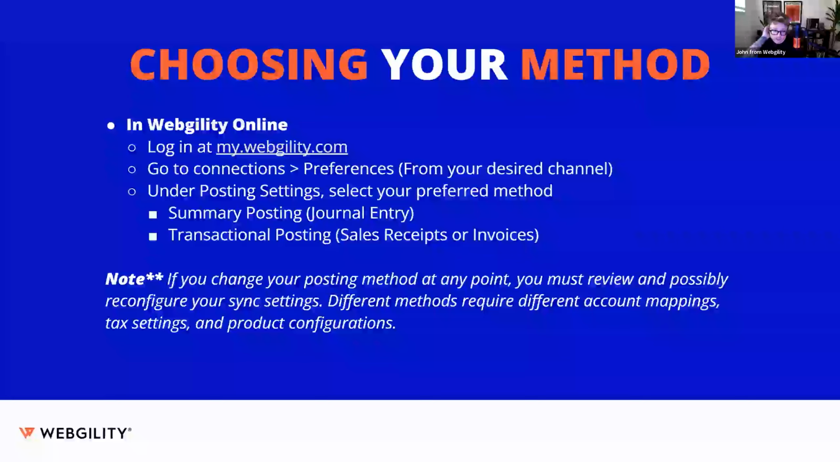There is a note here that says if you do change your posting method at any point, you must and definitely should review and possibly reconfigure any of your sync settings, mostly because the different methods require entirely different processes, right? You have to go in and make sure taxes are set up, product configurations are set up if you're switching from journal entry to transactional, and then switching vice versa from transactional to journal entry, you have to go and make sure that those chart of accounts are mapped properly.